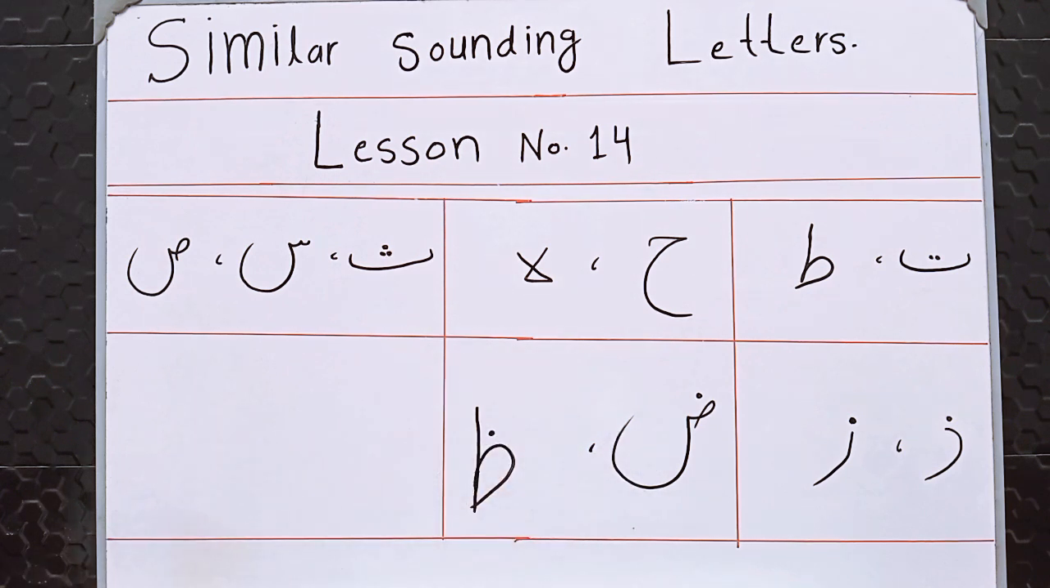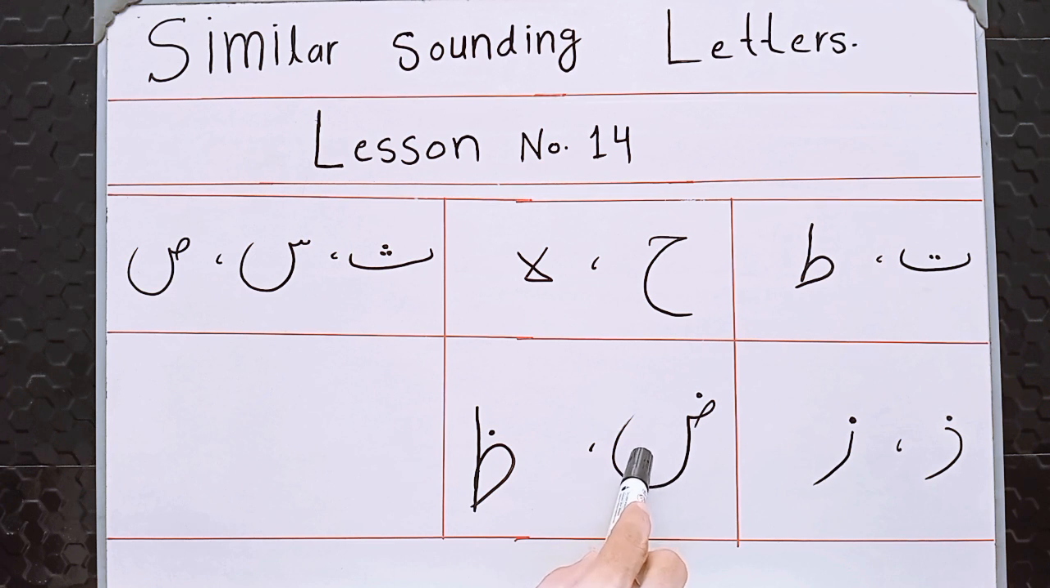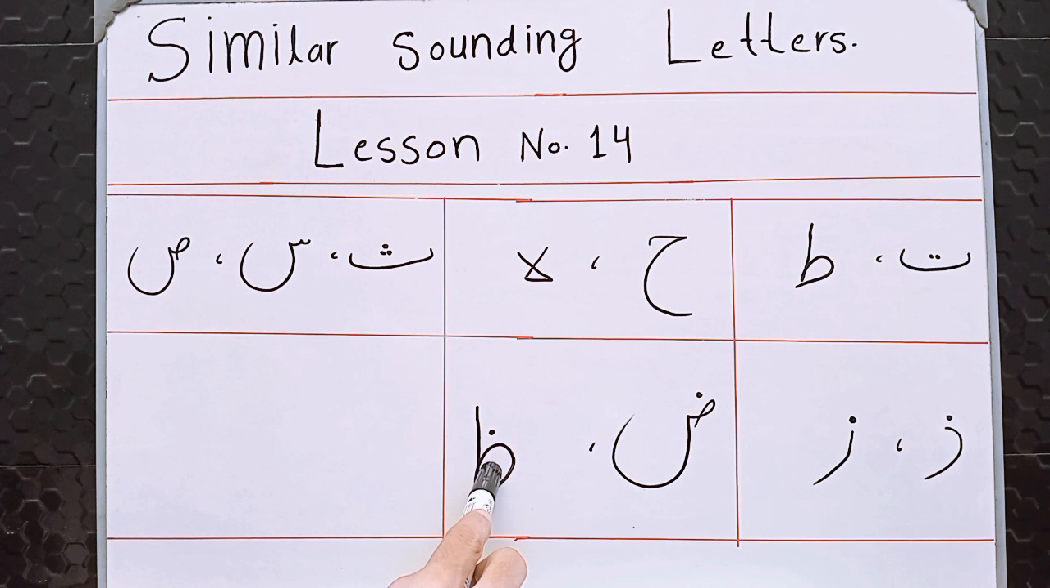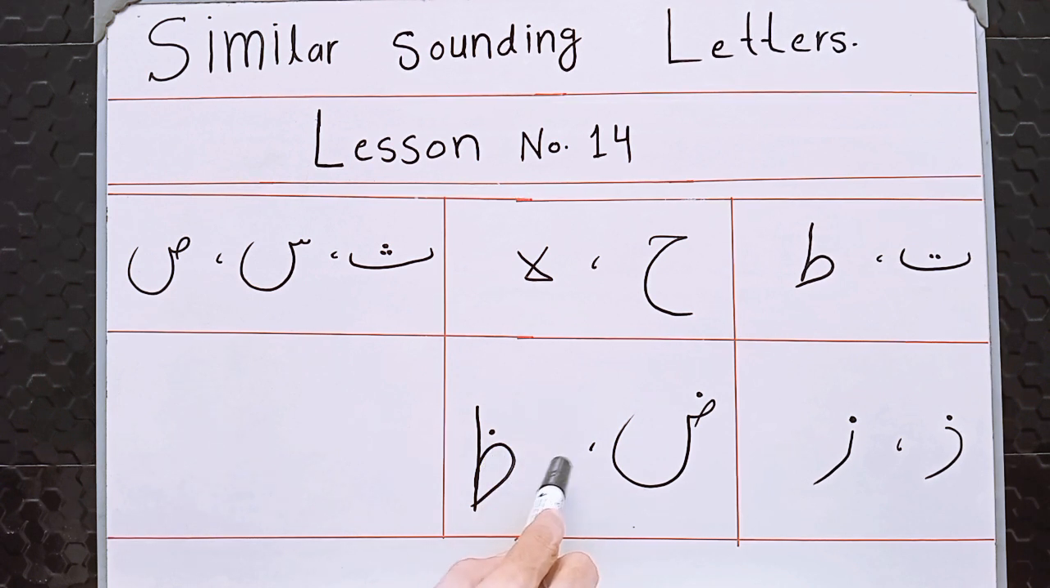My brother and sister, dod is pronounced with a heavy, bold sound, and do is also pronounced with a heavy and bold sound. So these two letters are similar sounding letters.